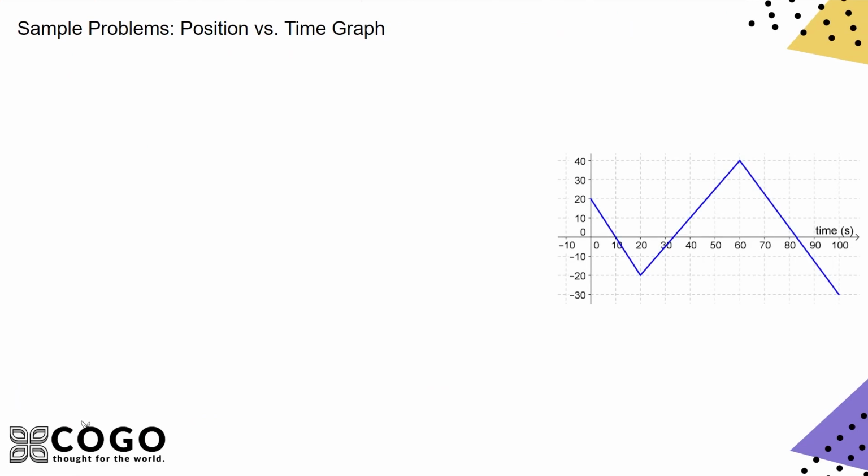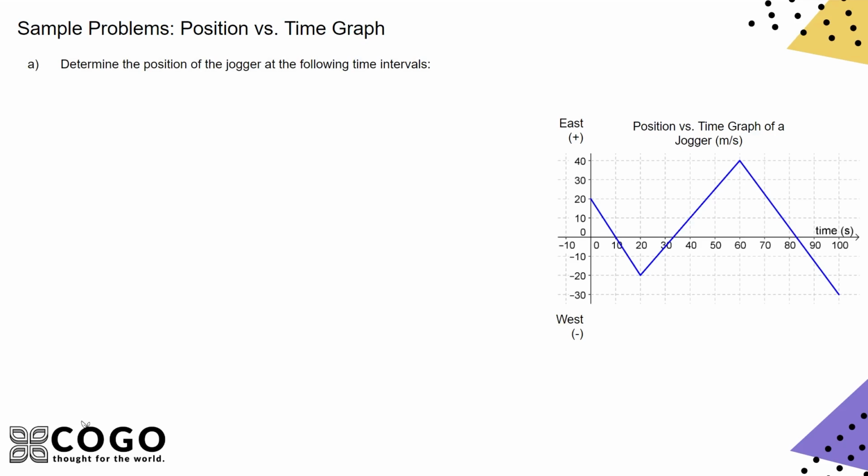Here's another problem to test your understanding, but with a two-dimensional graph instead of one. Calculating the position of the jogger at the time intervals of 10 seconds, 40 seconds, and 100 seconds. Referring to the position-time graph on the right, we can simply observe that at 10 seconds the position is 0 meters, no direction, and at 40 seconds, we get 10 meters east, or positive 10 meters. Finally, at 100 seconds, we see that the position of the jogger is at 30 meters west, or -30 meters.